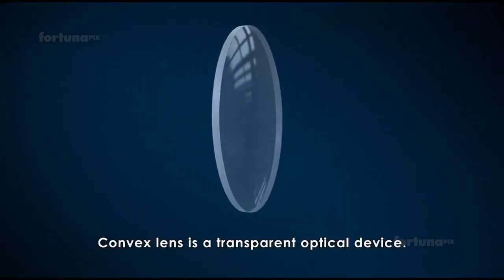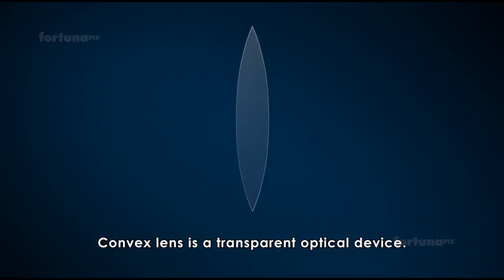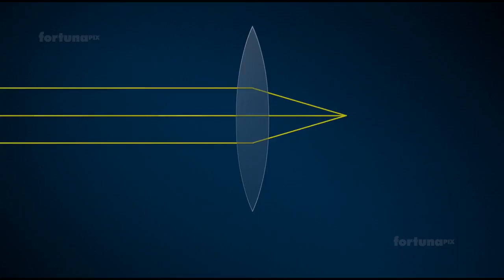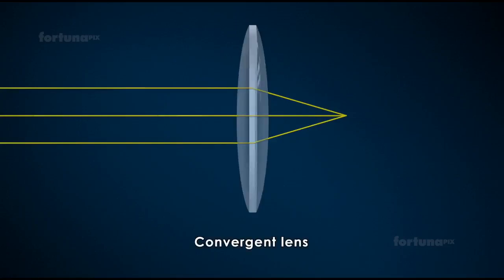A convex lens is a transparent optical device used to refract or bend rays of light in such a way that they converge on a single focal point. The lens is structured so that it bulges noticeably in the center. If both sides are bulged, it is known as a biconvex or simply a convex lens. Because of the convergence of the light rays which are refracted through it, it is known as a convergent lens.